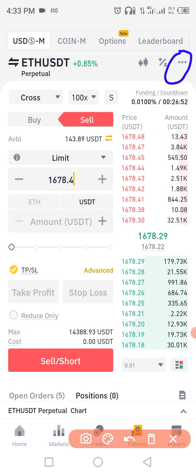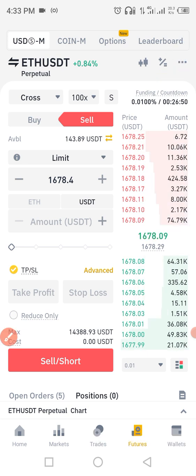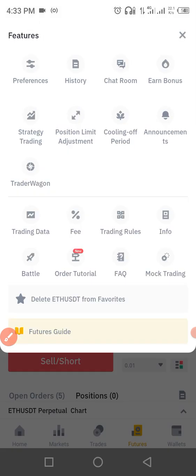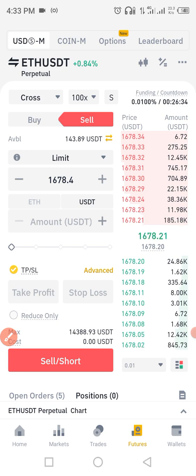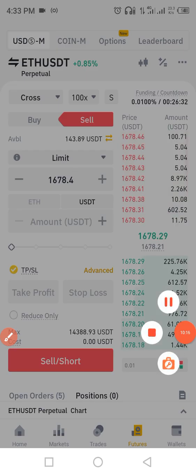Click here on this icon here. Once you click on it, you can see what happened. You're going to see an interface. Most of these things here, you're not going to be using them, but for those of you asking for a demo account, this is where you get your demo account. Once you click on this mock trading, it's going to take you to a demo account, and you can use that demo account to practice trading. So that brings us to the end of this section. You can actually practice, and you're definitely going to get more clarity.